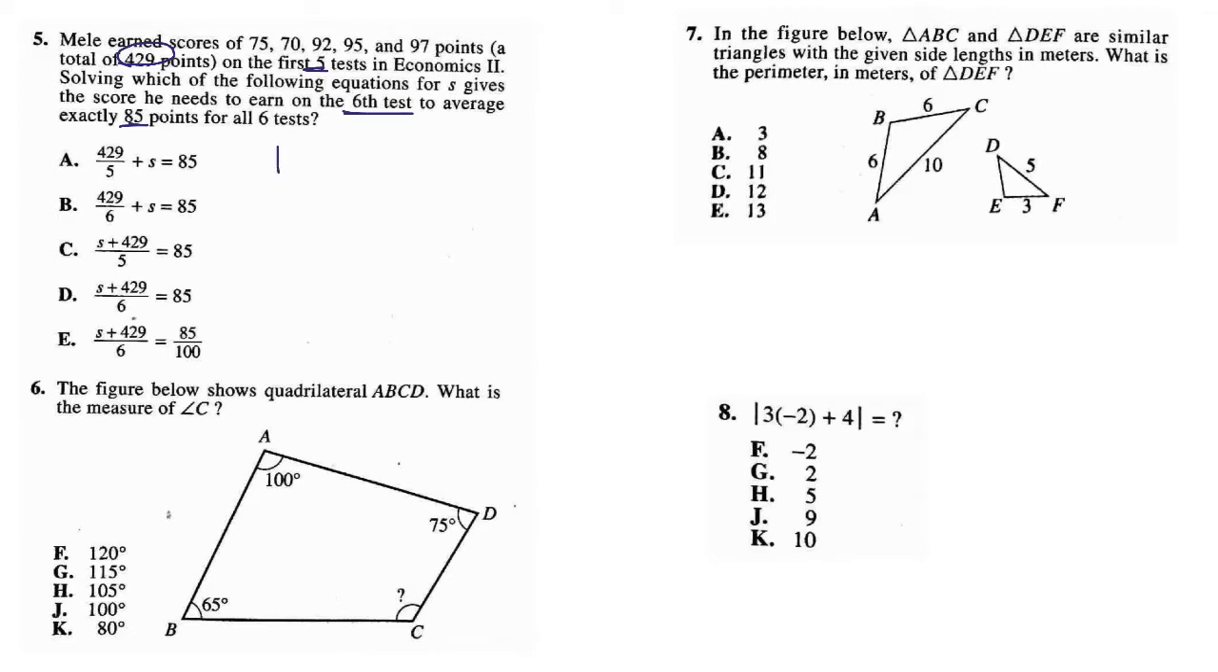So I know 429, but we need to add in that 6th test. So I think they want us to let that be S. And if we add up all the tests that we have and divide by the number that we have, that should generate an 85. And so it looks like the correct answer choice here will be D. Okay, moving on to number 6.